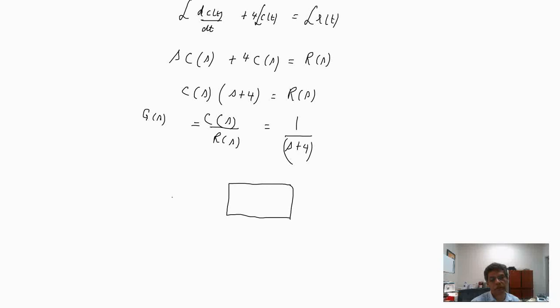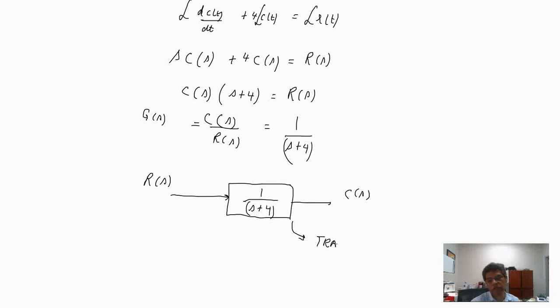The input going into the system, sometimes they call this a reference input, if you will. As we go further, you will learn all about that. And this is called the output. So this is your c of s. And inside, what you get is 1 over s plus 4. And this is what we call a transfer function.